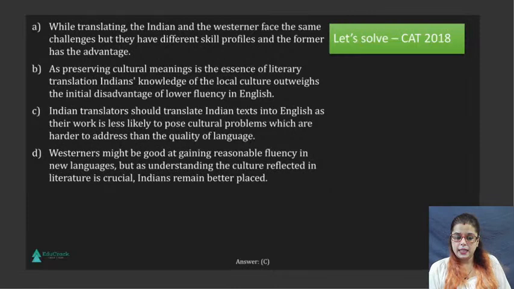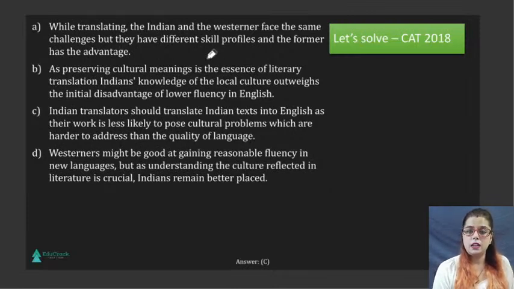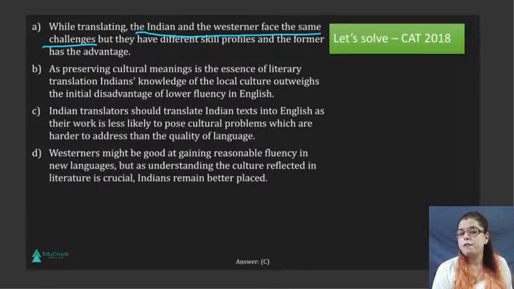While translating, the Indian and the Westerner face the same challenges. No, they don't. Indians and Westerners do not face the same challenges. If we are translating Indian text, Indians know about the culture and the language, but the Westerners do not know about the culture. So this goes against the idea of the passage, right?